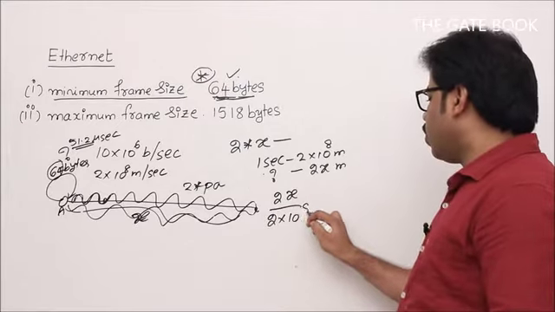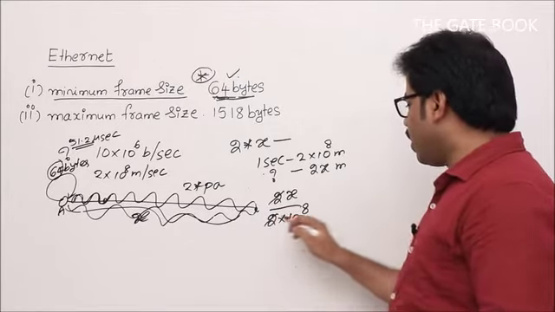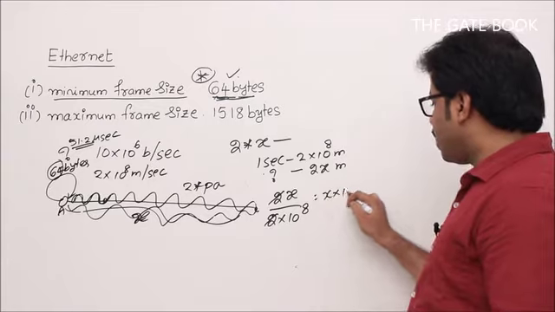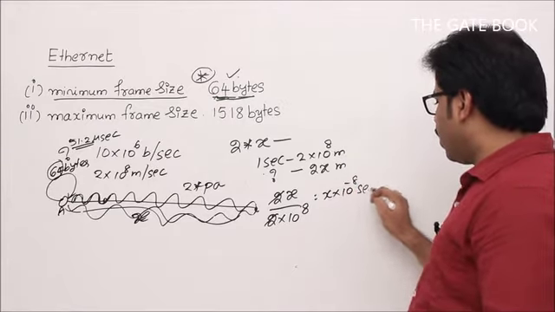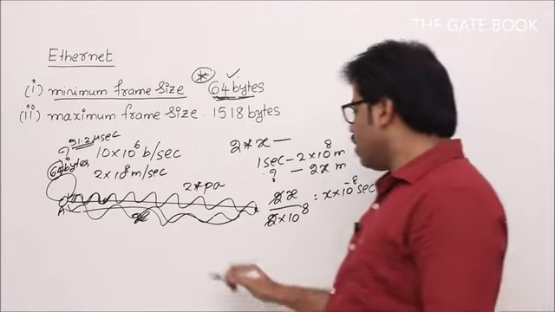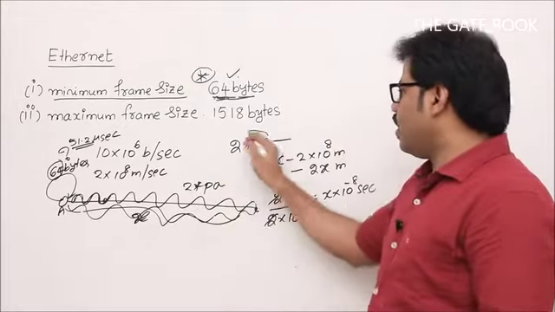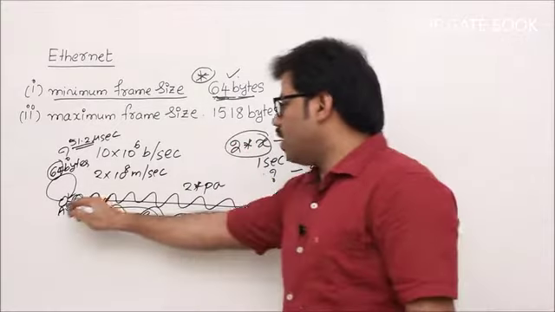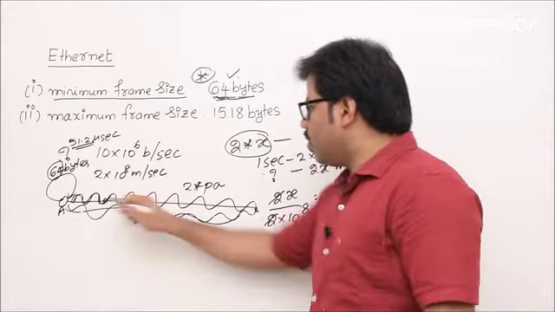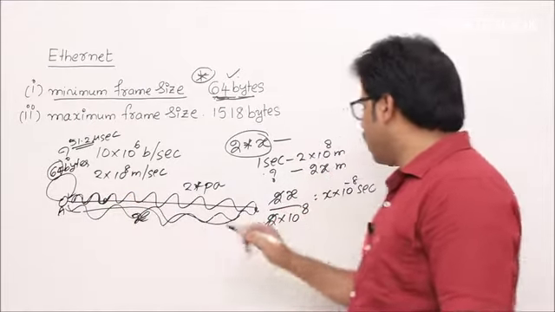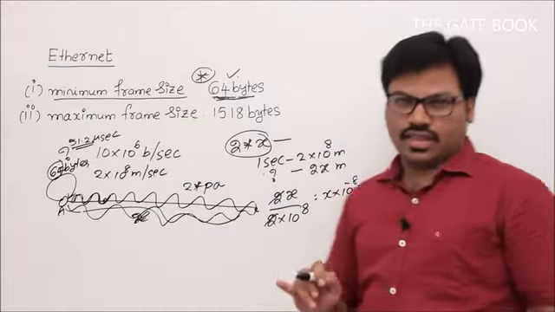Correct? So 2 into 10 power 8. If you simplify it, you get x into 10 power minus 8 seconds. Remember it. This is the 2x time, right? That means the signal propagation time to travel 2x is x into 10 power minus 8 seconds.